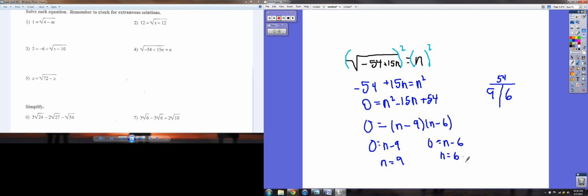Okay, am I finished? No, you need to check these. So I'm just going to leave you to check those by yourself. Remember, you're going to plug it into the original equation, which is what's in black up here. So why don't you go ahead and do that, and I'm going to stop this so that I can make it a smaller file.